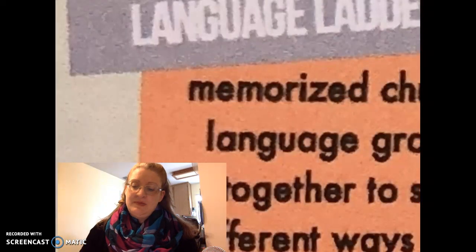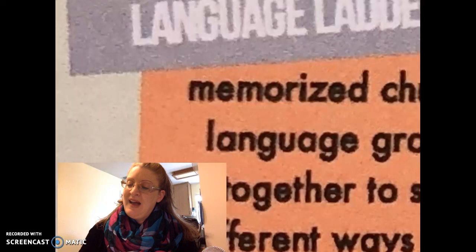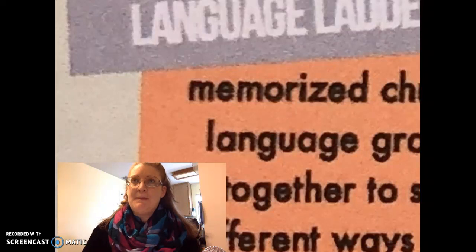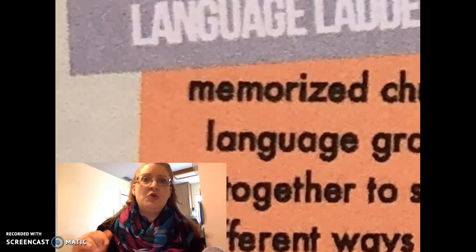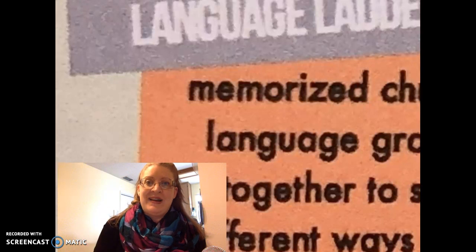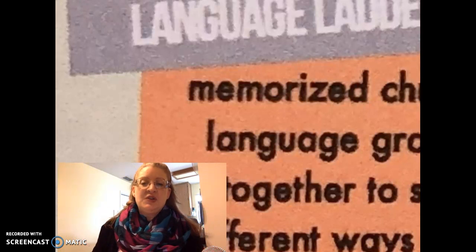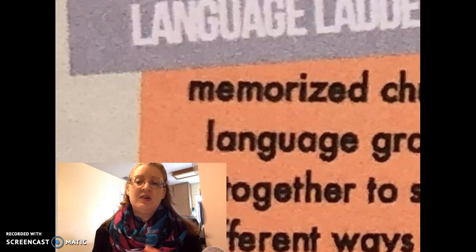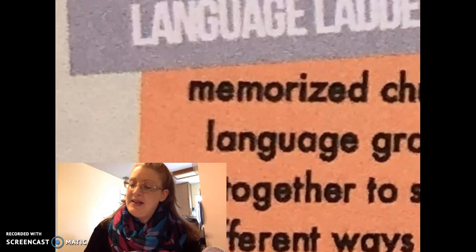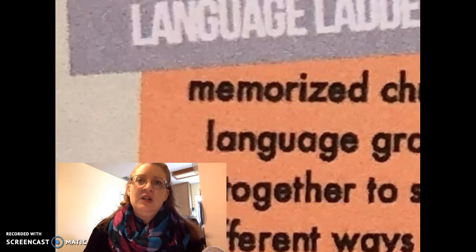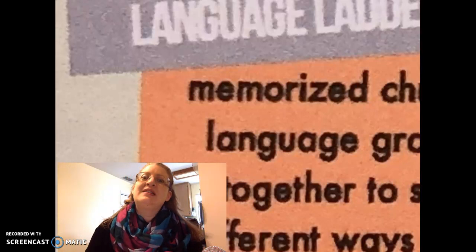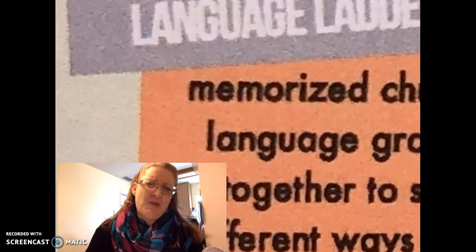Another strategy that some teachers like to use is a language ladder. Now, this is for slightly more proficient users who are ready to explore different ways of expressing the same idea. So memorized chunks of language are grouped together to show different ways of saying the same thing. For example, there's more than one way to say hello. So they don't always have to use the same memorized chunk all the time, because that wouldn't be natural.